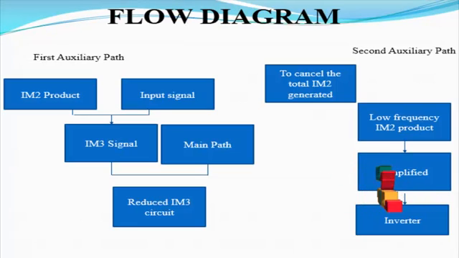Next, we are going to see the flow diagram for our product. In the first auxiliary path, the IM2 product is mixed with the input signal to generate the IM3 signal. Then the IM3 signal is mixed in the main path. This reduces the overall IM3 in the circuit. In the second auxiliary path, to cancel the total IM2 generated, the low frequency IM2 product is amplified and then inverted.